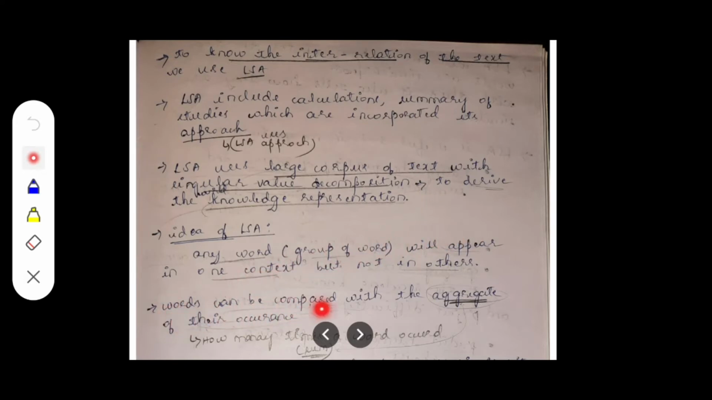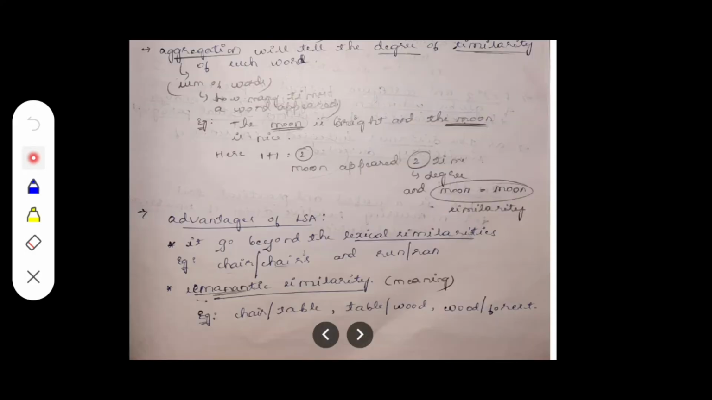Next, words can be compared with the aggregate of their occurrences. Words are compared by taking aggregations. Aggregation means how many times a particular word has occurred, so we sum that up. So words are compared with the aggregations of their occurrences. I'll take an example so that it is easy to understand. Aggregation will tell the degree of similarity of such words.